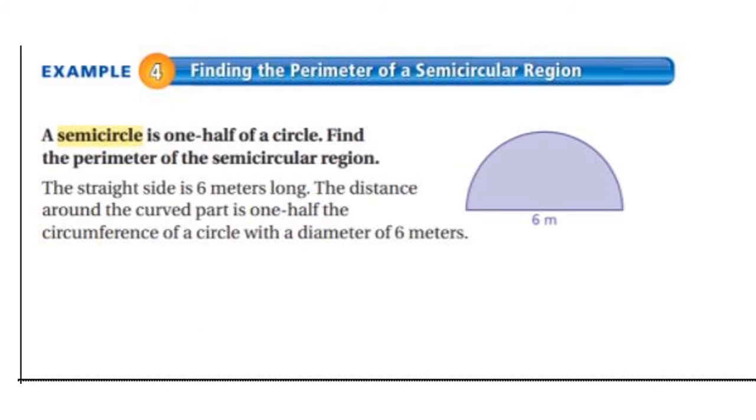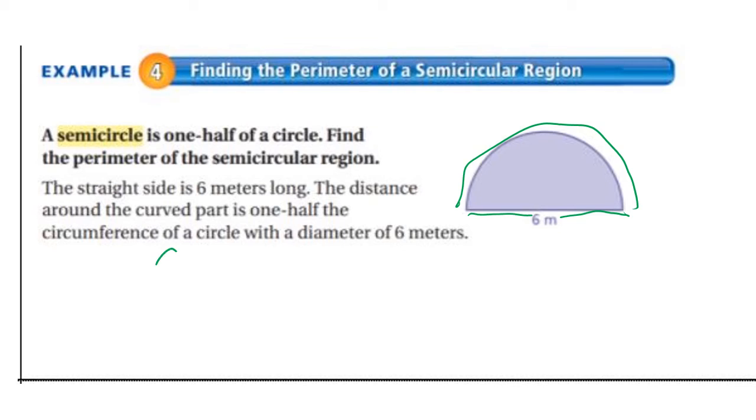Okay, for this last example, you need to try and find the perimeter of a semicircle. Semicircle is 1/2 of a circle. We're trying to find the perimeter, or like a fence. Keep in mind that it's not just finding half of the circumference. You have this little straight part as well. That's part of the perimeter. So when we find the perimeter, we need to add in that little 6.